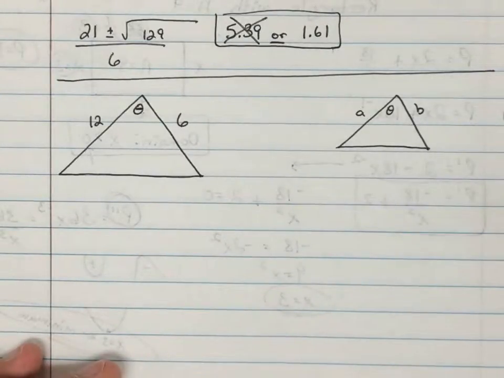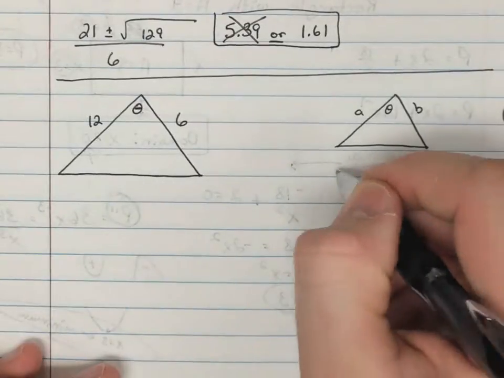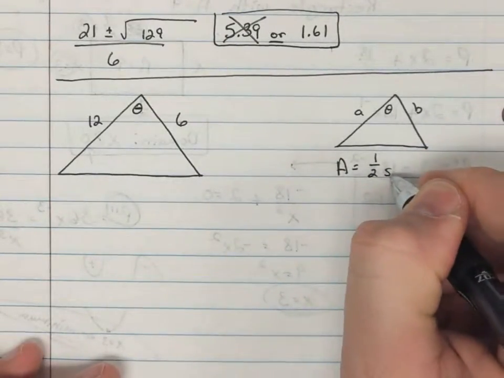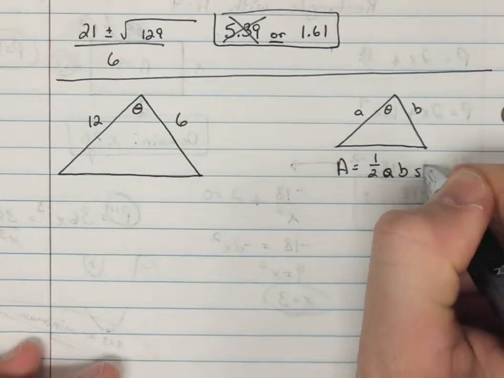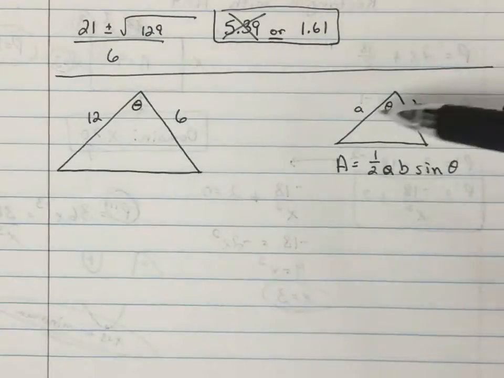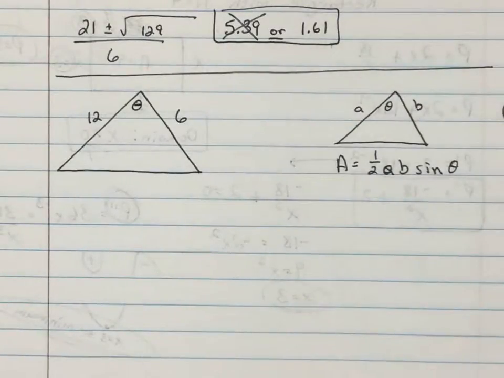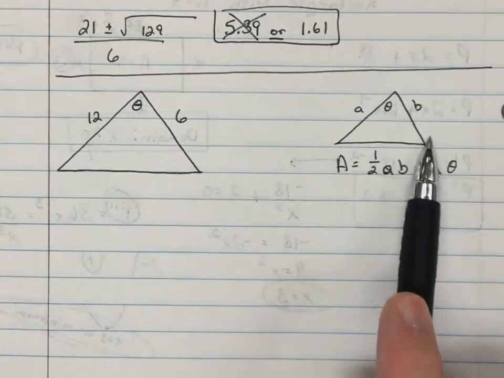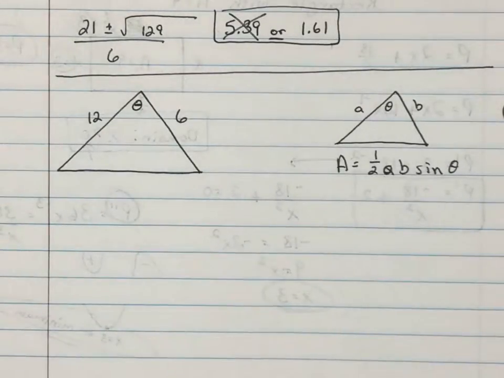The area of this triangle is 1/2 ab sine theta. So that's an area formula that actually involves two leg lengths and an included angle: 1/2 times this leg times this leg times the sine of the included angle. So honestly, this is probably the easiest problem we've worked today.